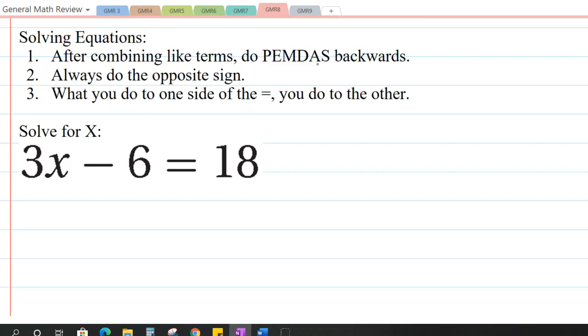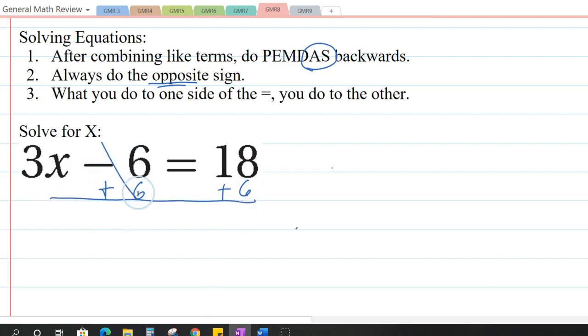There are no like terms that I can combine, so now we're going to do PEMDAS backwards. What that means is I'm going to take care of the addition and subtraction first. Now remember, we always do the opposite sign. If I have a -6 here, the opposite of a -6 is adding 6. Whatever I do to one side of the equal sign, I always do to the other side, plus 6. 6 take away 6 cancels out.